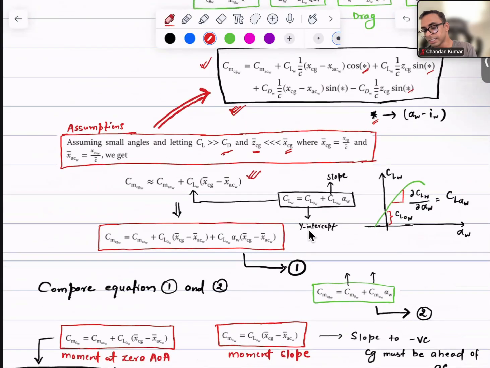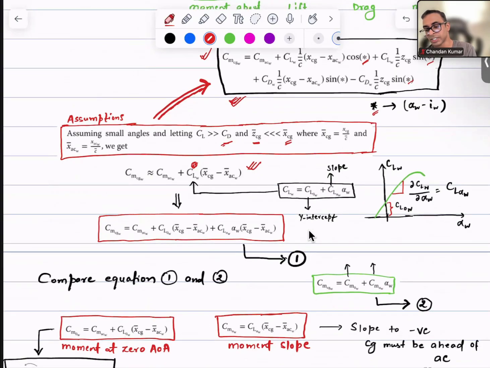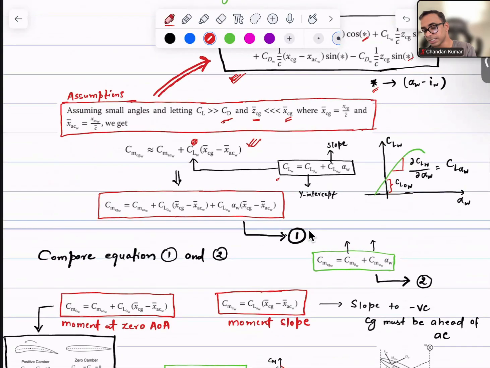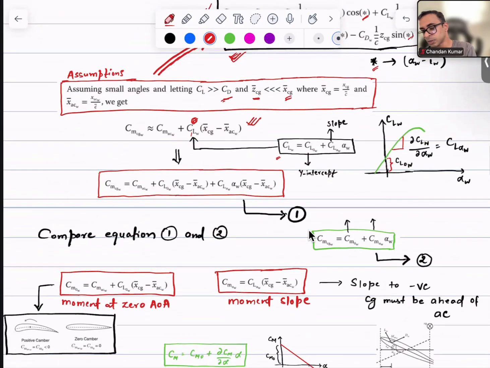Now in this equation we can see that we have a lift coefficient over here, and we know that we can express the lift coefficient as a straight line equation. When we draw the lift coefficient curve between the angle of attack and lift coefficient, we get the y-intercept and the lift slope. So when we substitute this particular expression, replacing this lift coefficient with that, we can reduce that to our moment about the center of gravity in this form.